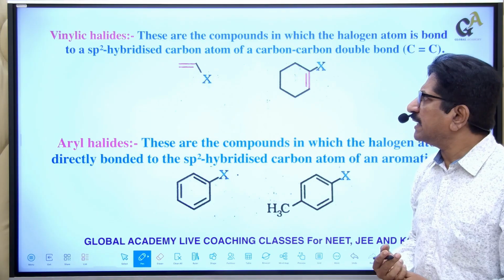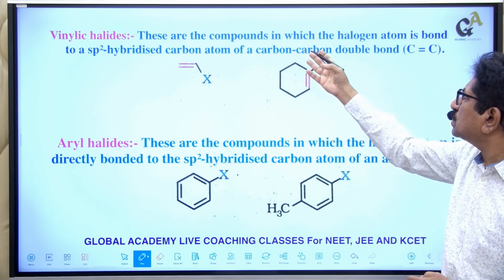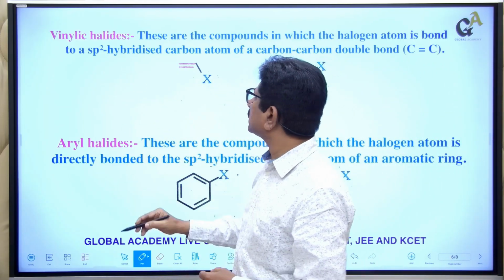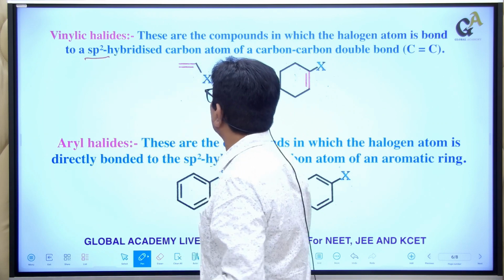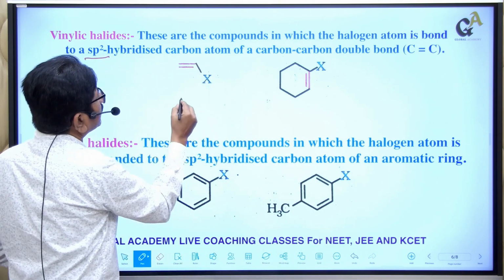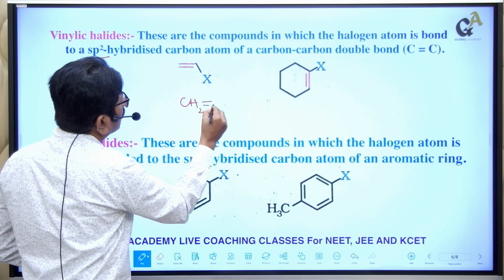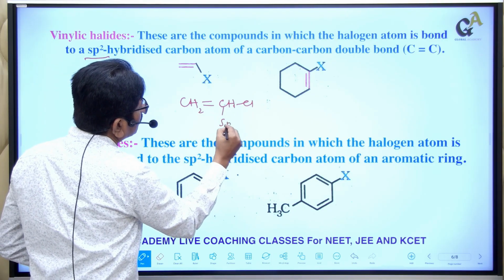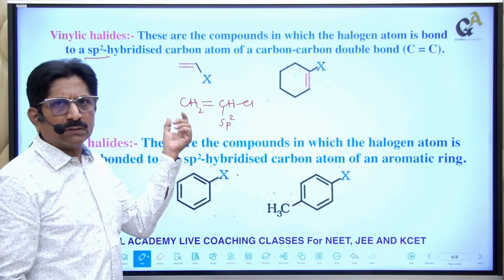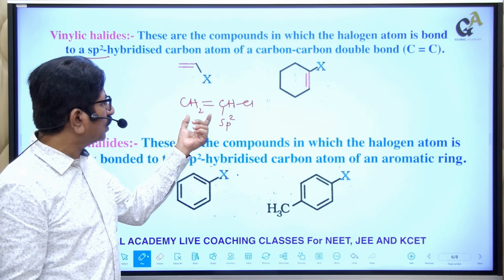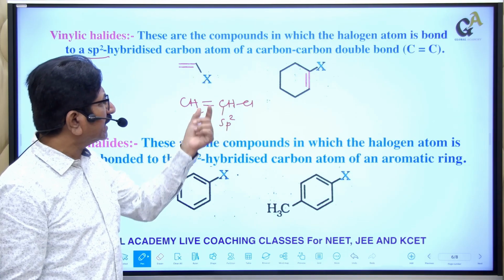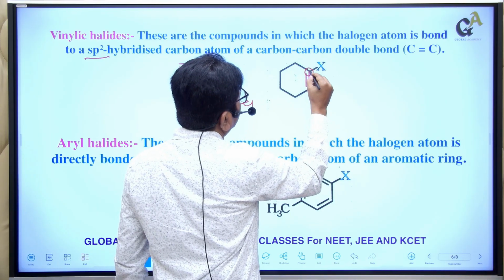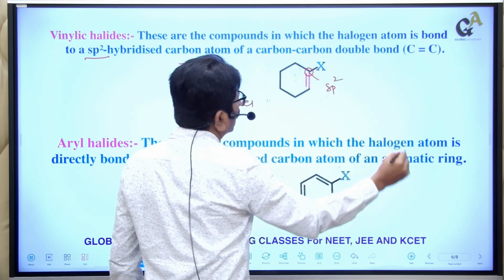Now, the vinylic halides are the compounds in which the halogen atom is bonded to sp2 hybridized carbon atoms. Sp2 hybridized carbon, that is important. For example, if you take CH2=CHCl, this is the vinyl chloride molecule, where this carbon is sp2 hybridized. Similarly, this carbon here is also sp2 hybridized.